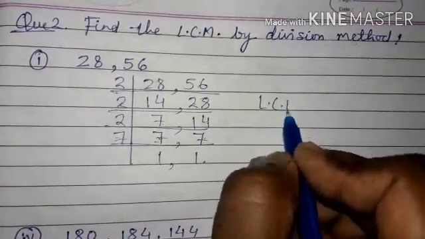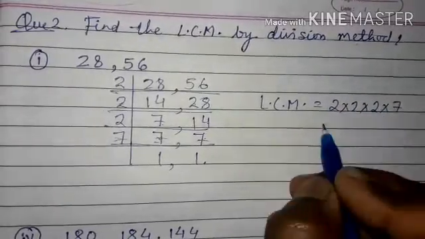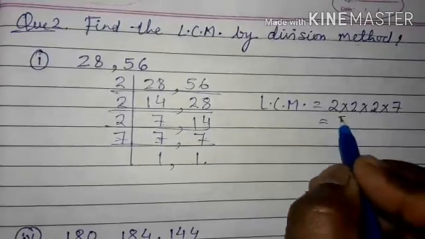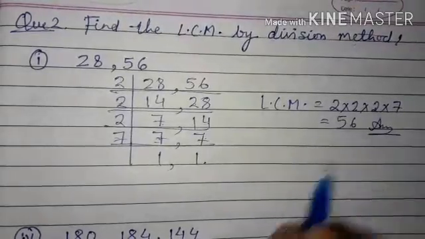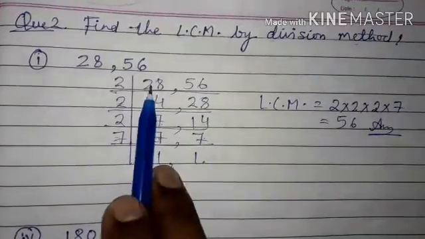So LCM is equal to 2 multiplied by 2 multiplied by 2 multiplied by 7. 2 2 ja 4. 4 2 ja 8. 8 7 ja 56. That is your answer. Here we have to do direct. Both numbers we have to take.